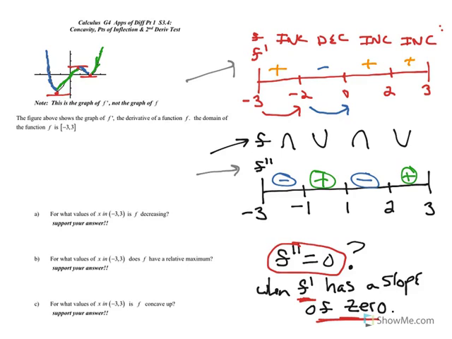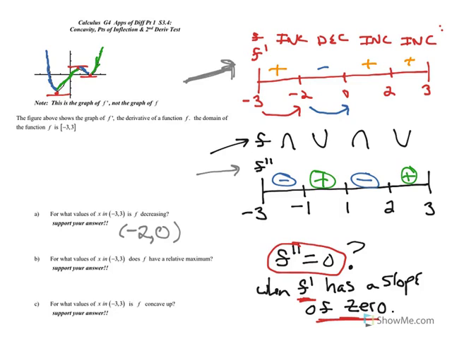So here are the questions. Part A, for what values of x in the interval from -3 to 3 is f decreasing? So where is it decreasing? We want to look at our first derivative test. So we're going to look at our first derivative test for decreasing behavior. So it looks like on the interval from -2 to 0, it is going to be decreasing.